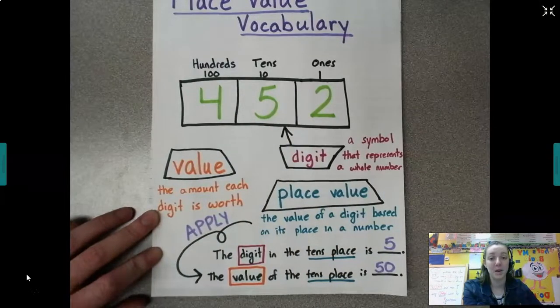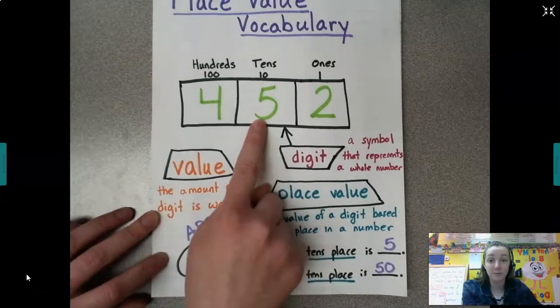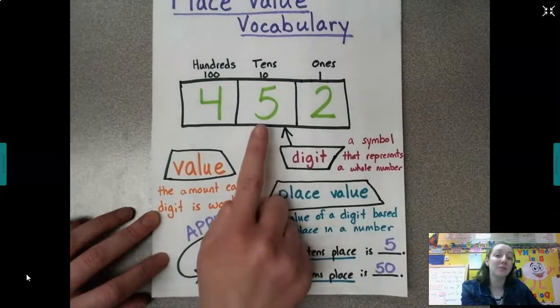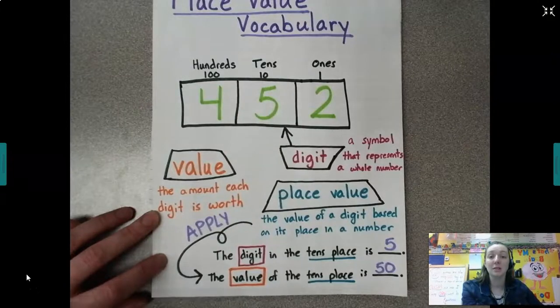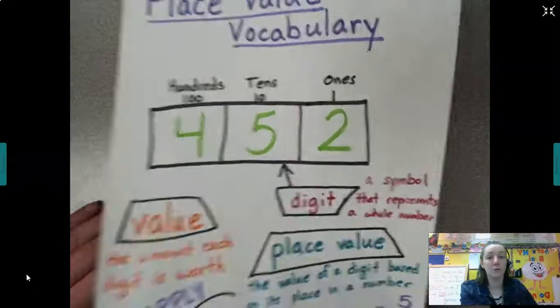So for example, the digit in the tens place is 5. The digit is 5. But the value of that digit is actually 50 because it's 5 tens. You think about that when we build our base 10 blocks, and it's a little easier to see. So I'm going to go through a few numbers, talk about their place value, and build them in base 10 so you can see what we think of.